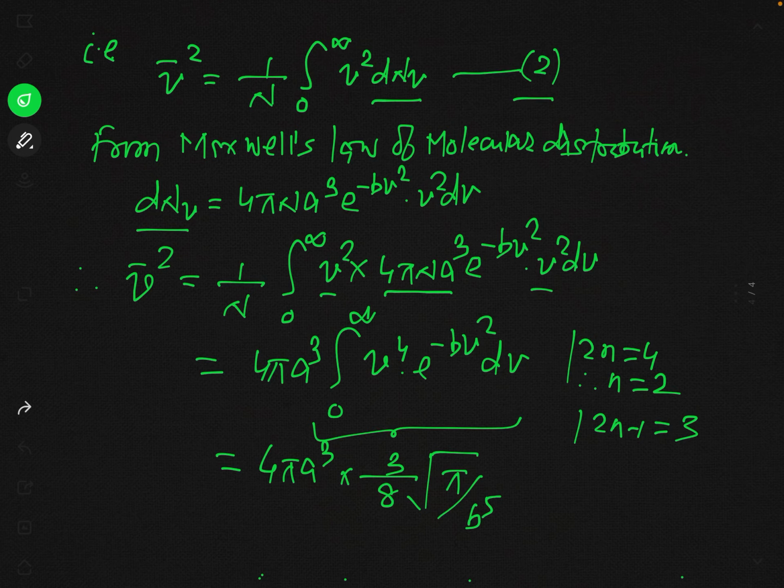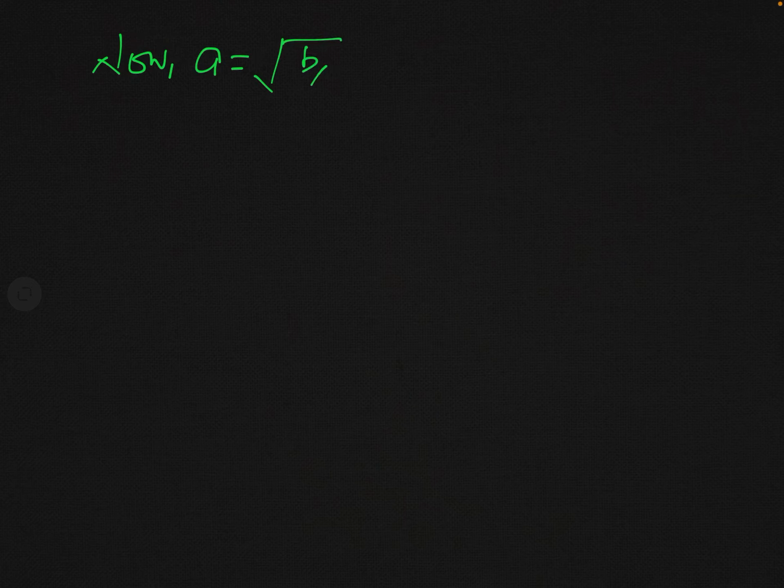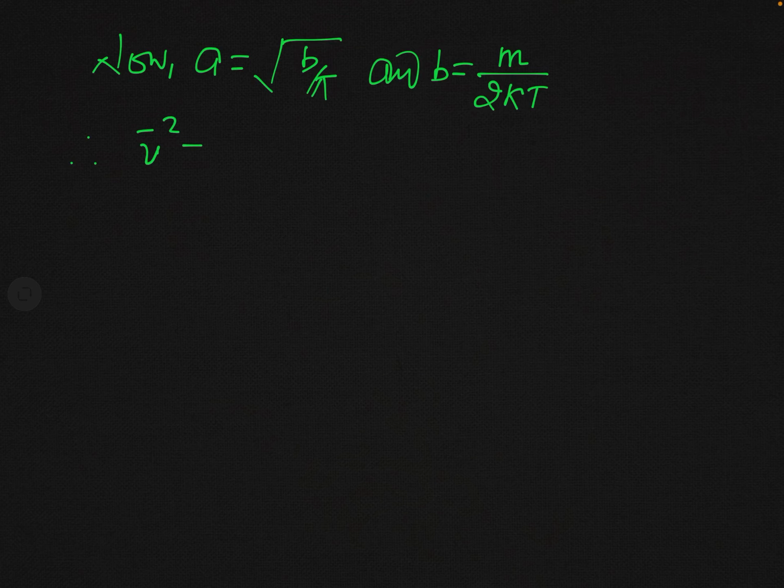Now we can see the relation between a and b. You can see that a is equal to root over b over pi, and you have seen that this constant b is equal to m over 2kT, where you know that k is Boltzmann constant and T is absolute temperature. And therefore substituting these values in the above result, you can see what will be this v bar square.